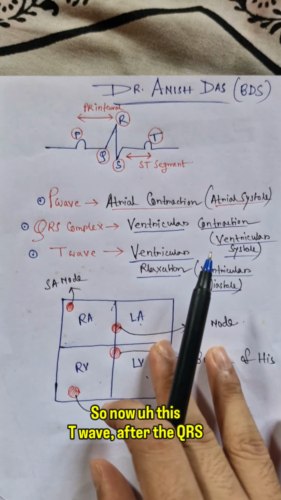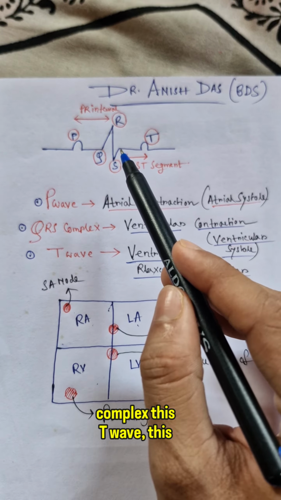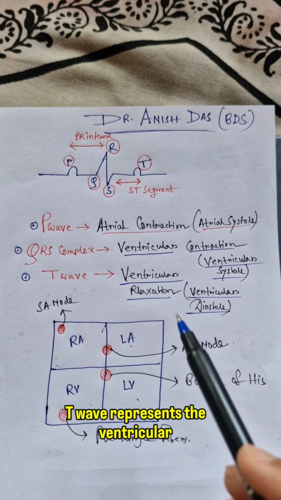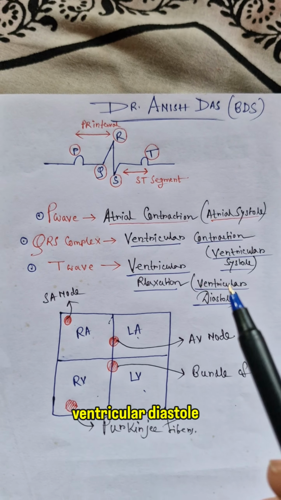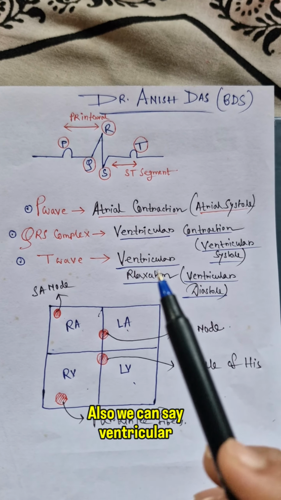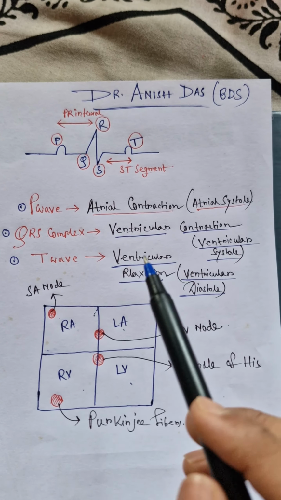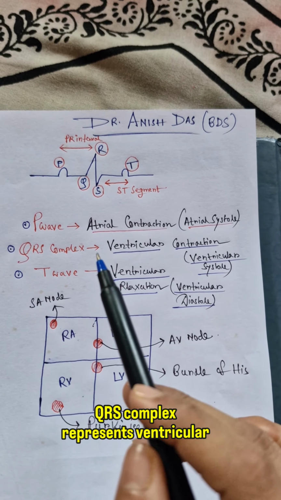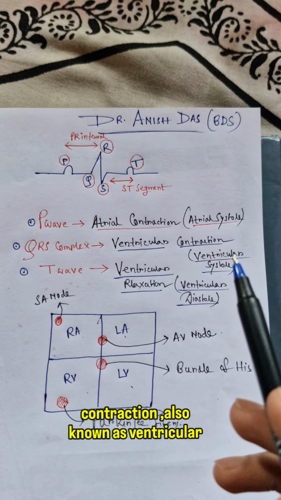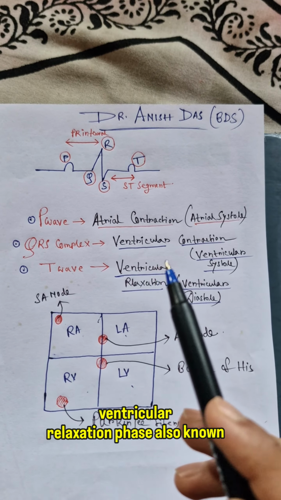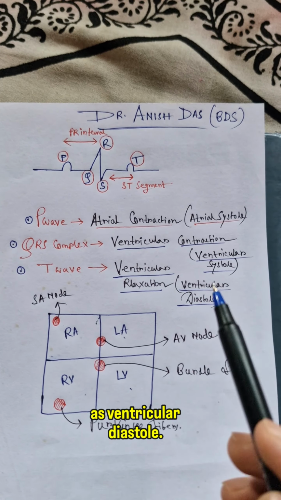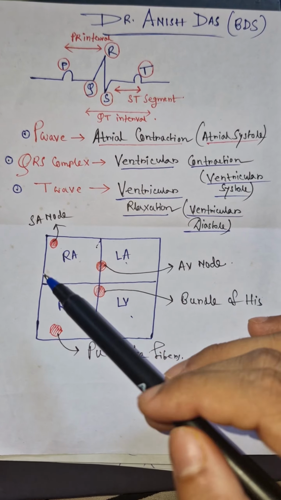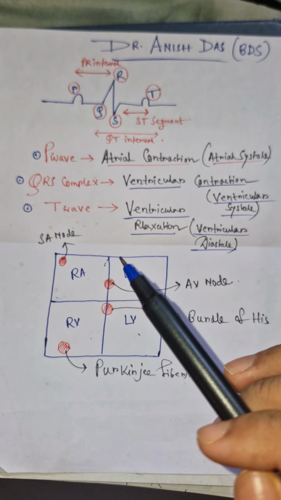Now this T wave after the QRS complex represents the ventricular relaxation phase, also known as ventricular diastole. Also we can say ventricular repolarization phase. So the P wave represents atrial contraction or atrial systole. The QRS complex represents ventricular contraction, also known as ventricular systole, and the T wave represents the ventricular relaxation phase, also known as ventricular diastole. So remember these points and please like and share the video.